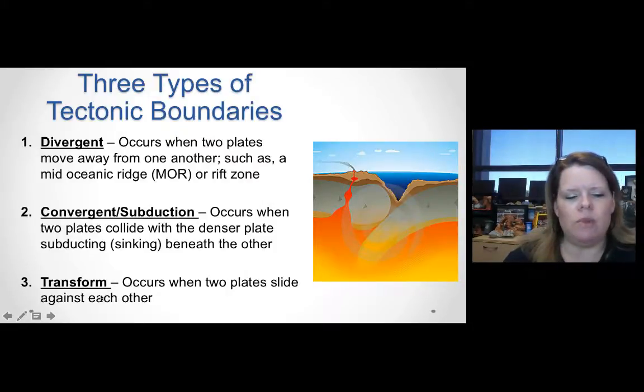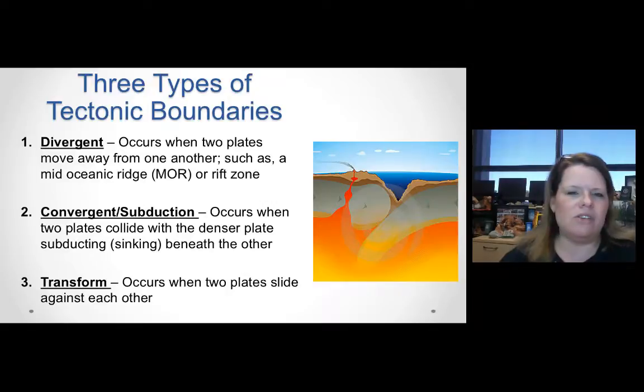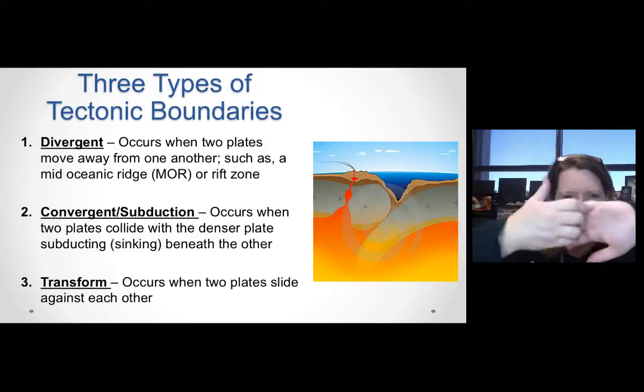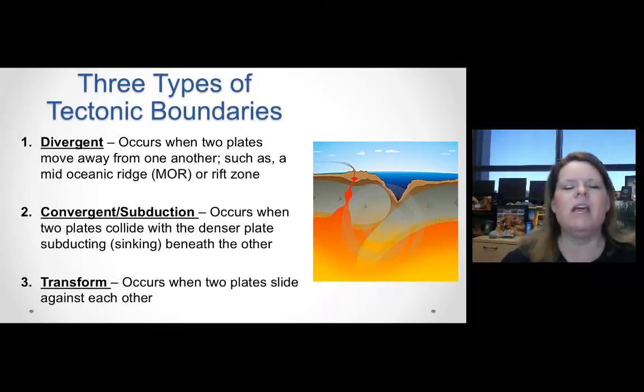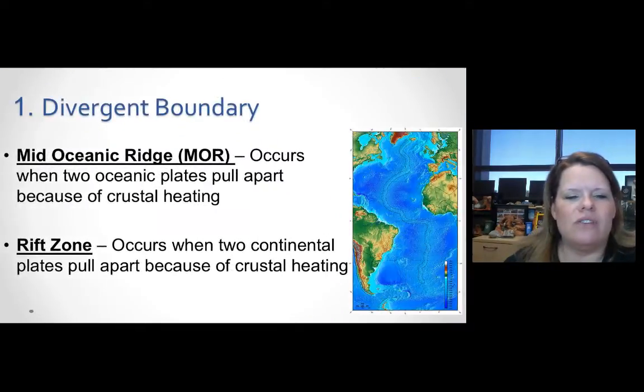Now on transform plate boundaries, that's just like a pair of scissors where the plates are moving side by side. And as they do, you don't get the volcanoes, but you get lots of earthquakes because you'll get rocks that are held up and then they slip apart. So when that occurs, you'll have earthquakes like we do along the San Andreas Fault.